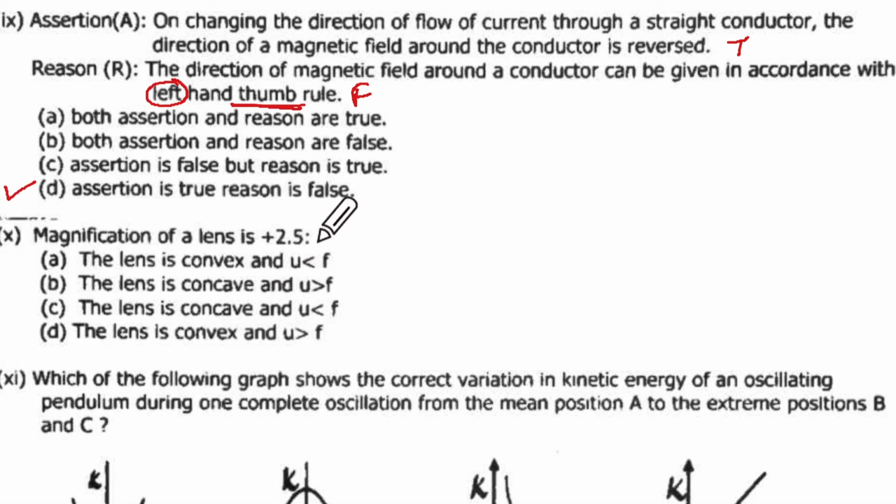Magnification of the lens is plus 2.5. Now here they play with this, and they can give you lots of variety. M is equal to I upon O, which is equal to V upon U, equal to plus 2.5. Now remember, your object is always upright, meaning positive. Now this is plus, so the image also has to be positive, meaning the image is upright. So what does this mean?